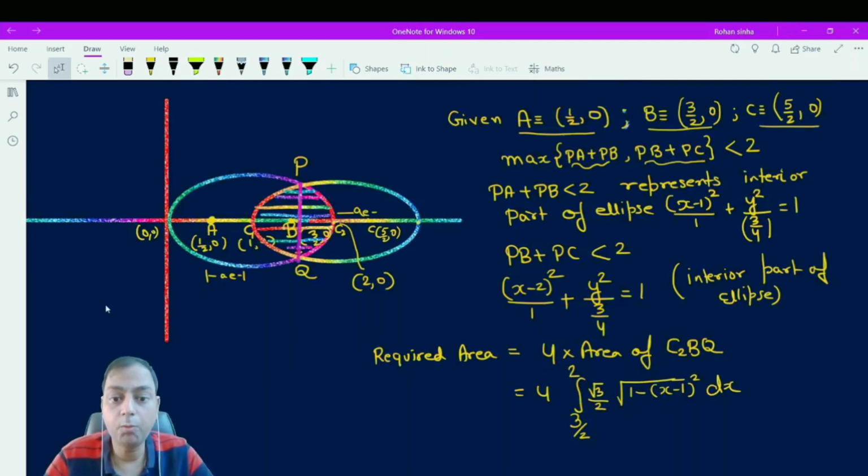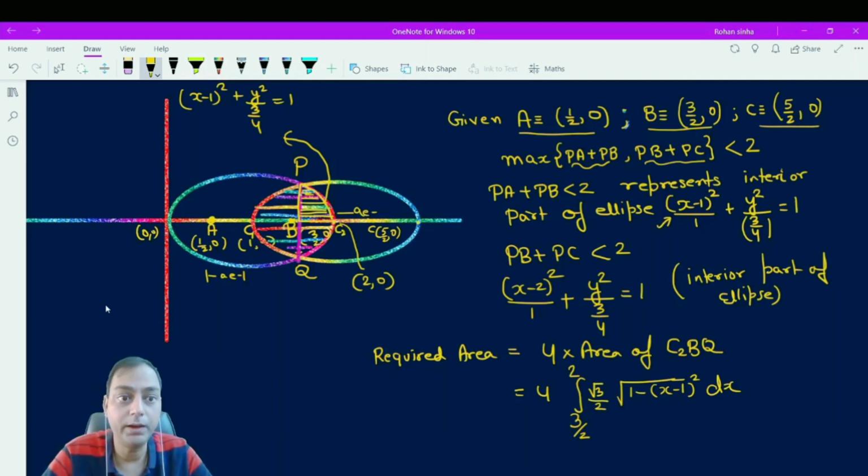So our required area is nothing but 4 times the area of C2BQ. C2BQ simply represents this region. If we calculate the area of this region and simply multiply by 4, we get the overall area. Now what is the curve C2P, this curve? From here we have calculated the equation of this curve, which is (x minus 1) whole square plus y square by 3 by 4 is equal to 1. So from here simply apply the concept of area under the curve, y dx.